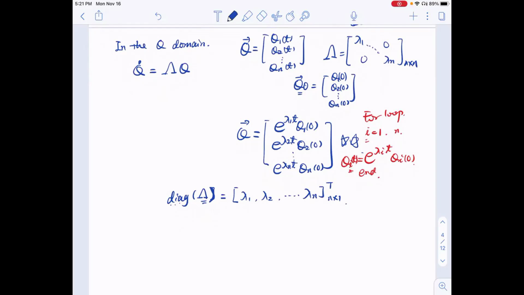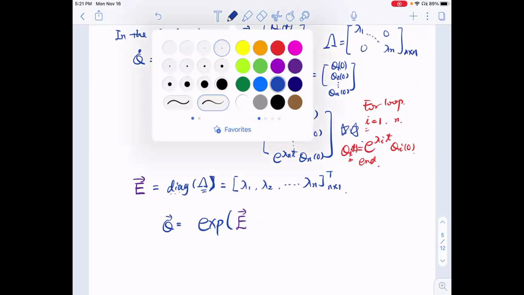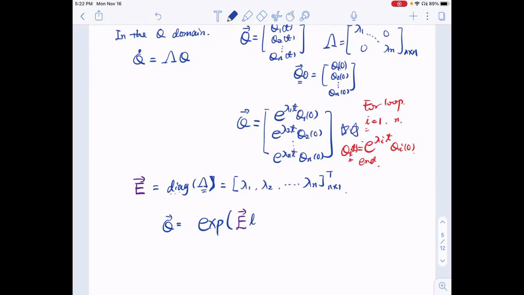So how can we create something like this? We already know our Q naught vector. The way we create Q in MATLAB is the exponential function of the diagonal. Let me name these as something different, let's use an E vector. So this is your E vector, and then exp(E vector times t) dot multiply Q naught.